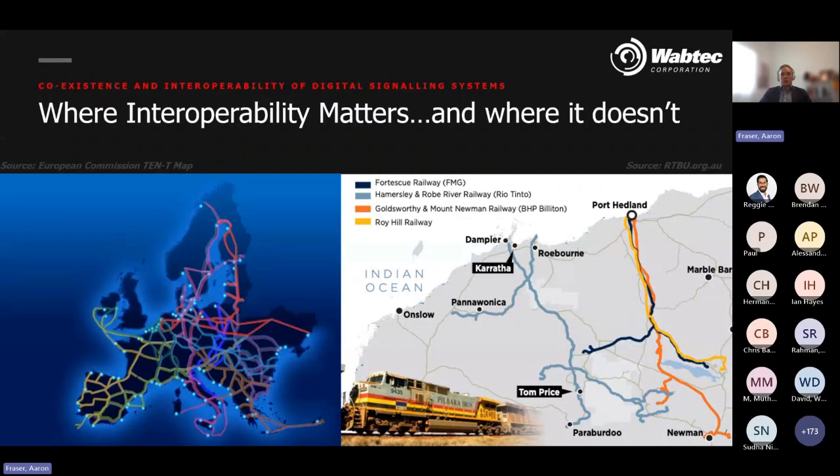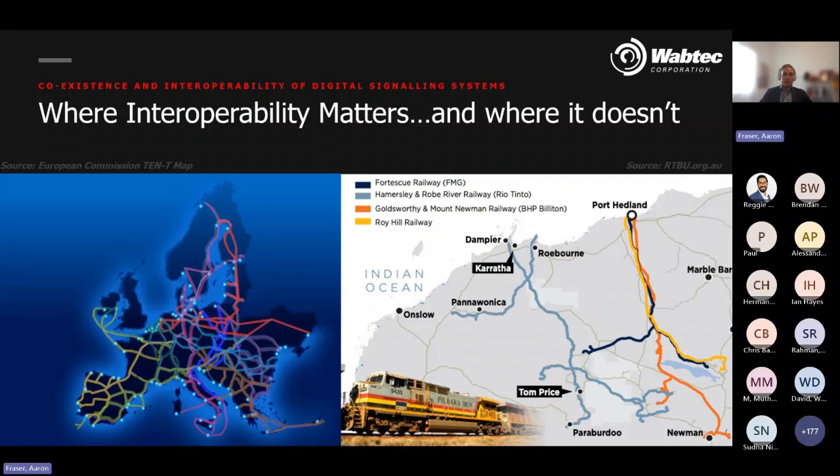So where does interoperability matter and where doesn't it matter? On the left is an image of the Trans-European Transport Network, which is the European Union's strategic plan to build unified multimodal transport infrastructure across Europe. A major pillar of this initiative is the deployment of ETCS on core railway corridors to ensure seamless cross-border interoperability.